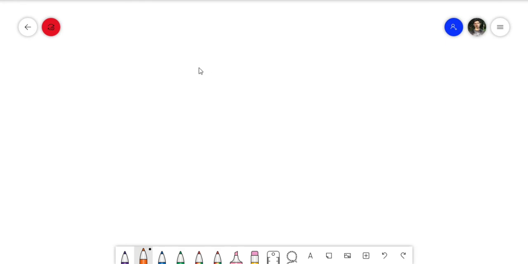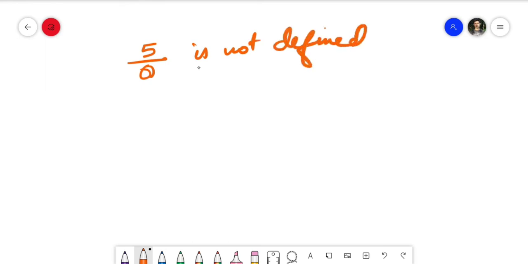Now let's talk about this one. Like, if I divide 5 by 0, 5 divided by 0 is not defined. Okay, remember this one. Why I said it's not defined? Because 0 means nothing. Nothing cannot divide something, isn't it? But you see, a whole number can be divided.